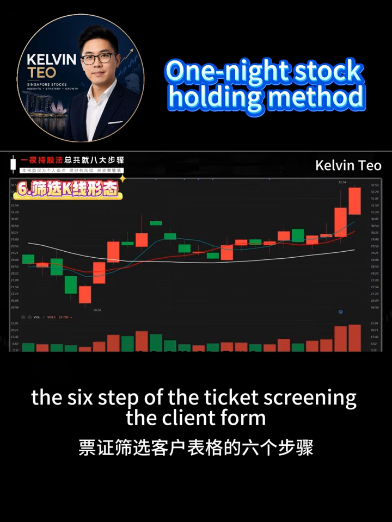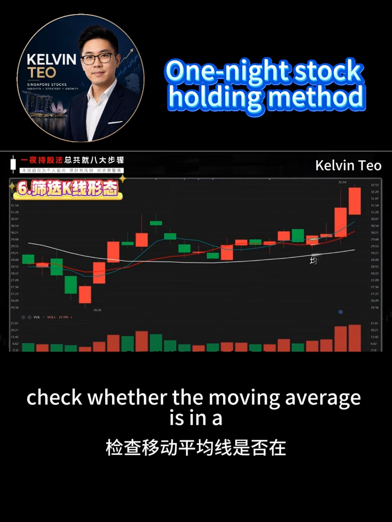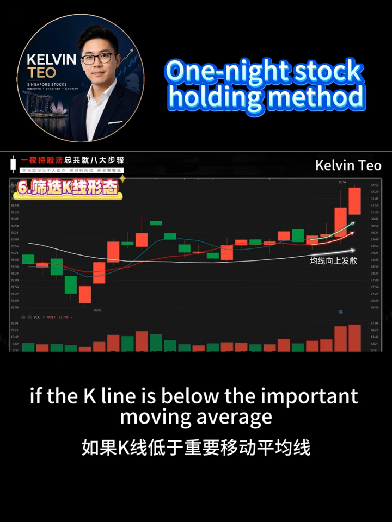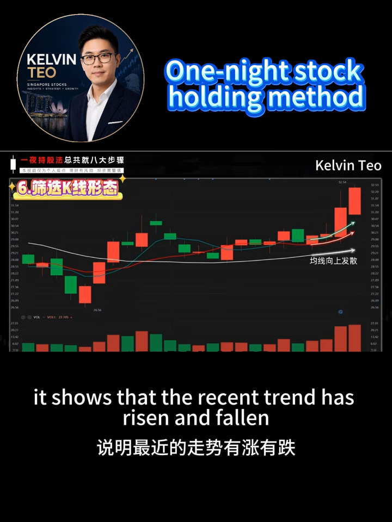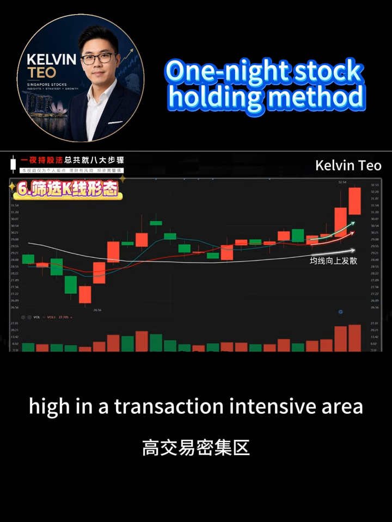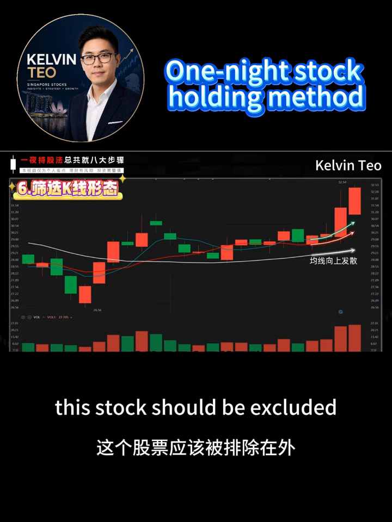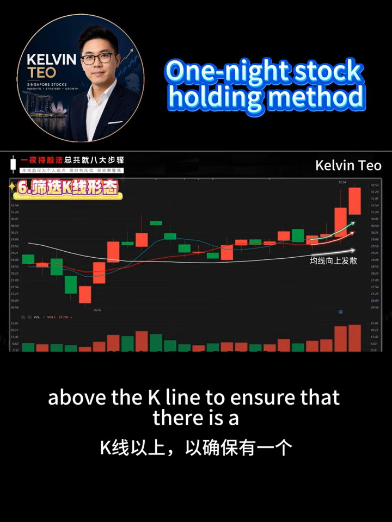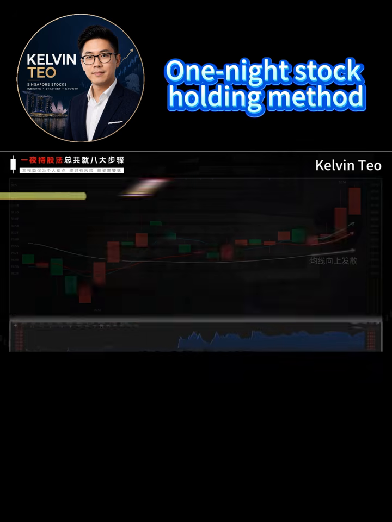The 6th step is to screen the K-line form. Check whether the moving average is in a bullish upward divergence pattern. This is the most ideal form. If the K-line is below the important moving average, it shows that the recent trend has risen and fallen, and the pressure of the upper trapped positions is high in a transaction-intensive area. This stock should be excluded. Focus only on stocks that are stress-free above the K-line to ensure a higher probability of rising the next day.